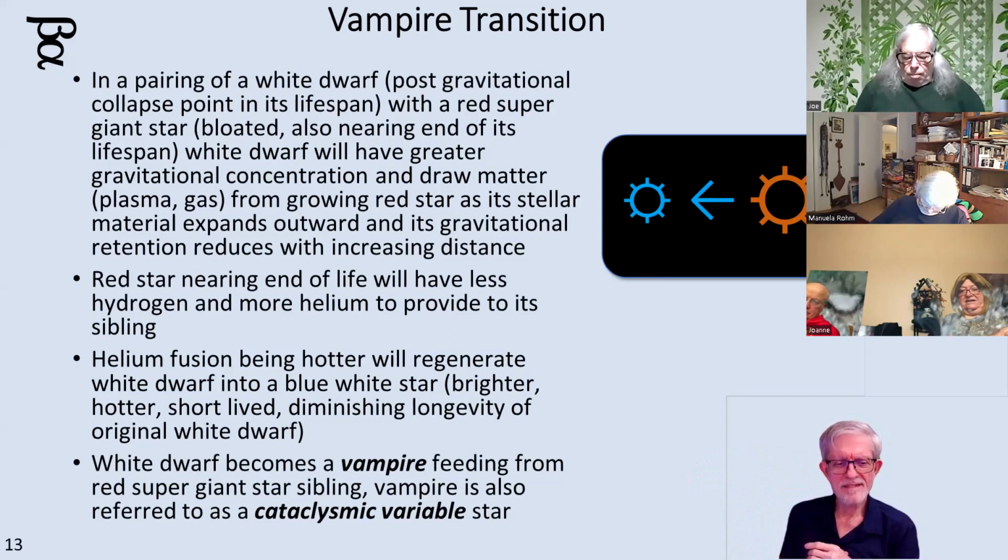Now, its sibling didn't really like that, because when you have a star that's already losing its gravitational force and starting to swell out, that red supergiant is going to accelerate its demise. And that's when it is referred to as a cataclysmic variable. So they've already got names for these from how stars behave. They just didn't tie it into the life cycle intertwining of the two stars in the binary. So the white dwarf becomes the vampire of the two.